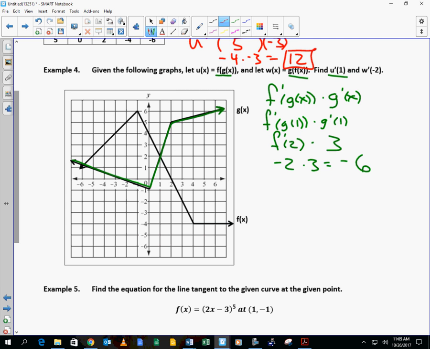So I'm looking at the slope of the line at 2. So at 2, the slope, I have a rise of negative 2 and a run of 1. A rise of negative 2 and a run of 1 each time. See that? Kind of tricky, huh? You try the other one. You try w prime of negative 2. So that means you got to write a new formula. This time it's g of f of x.